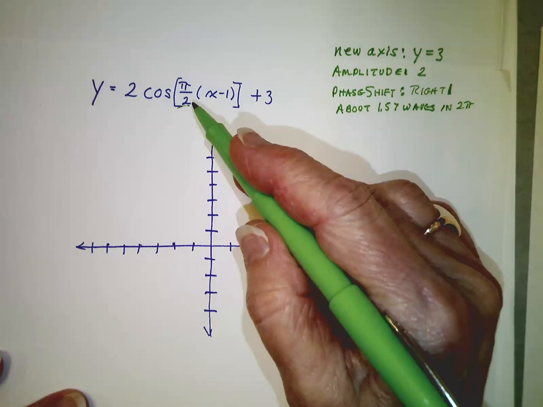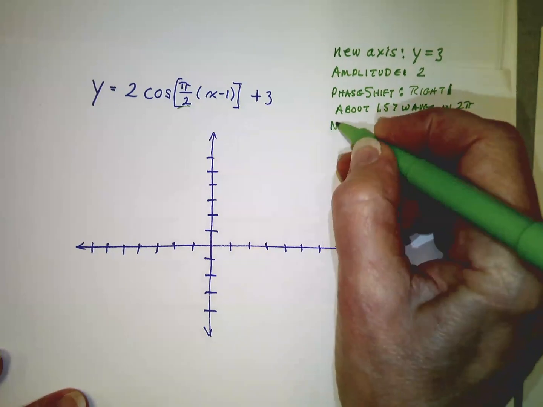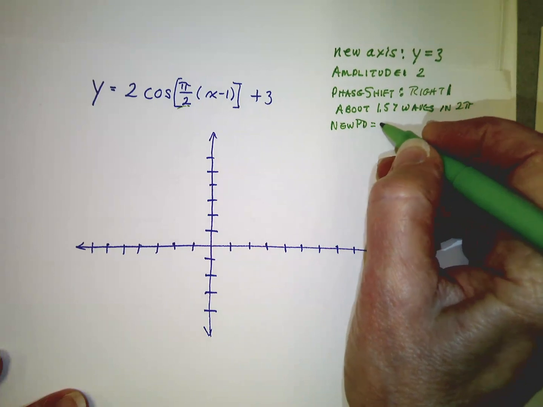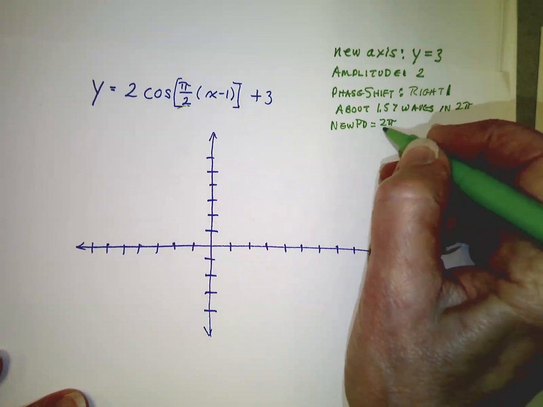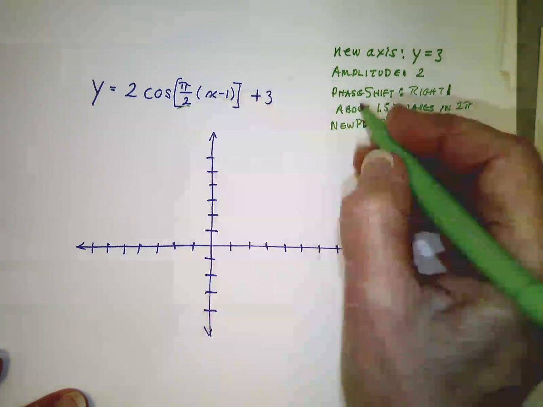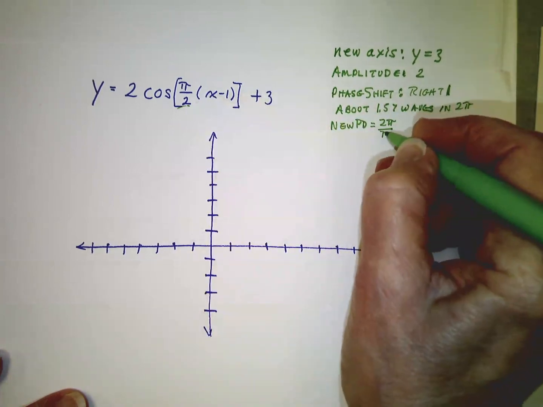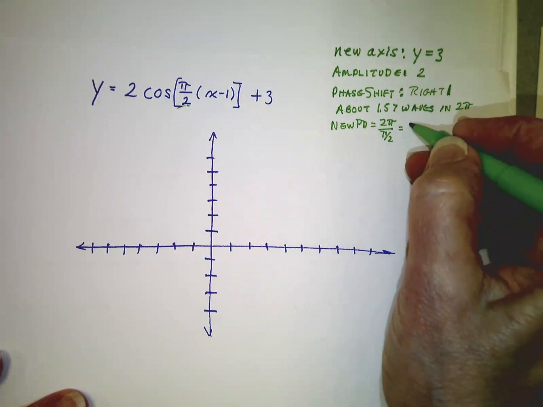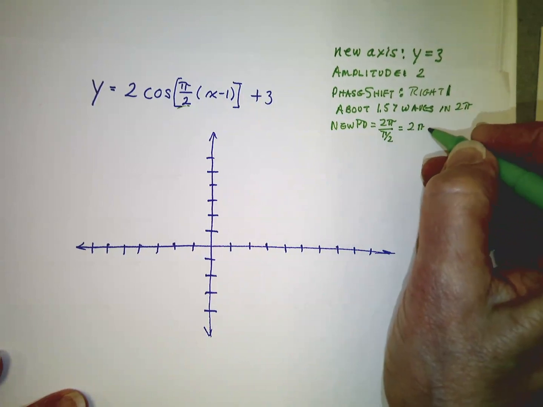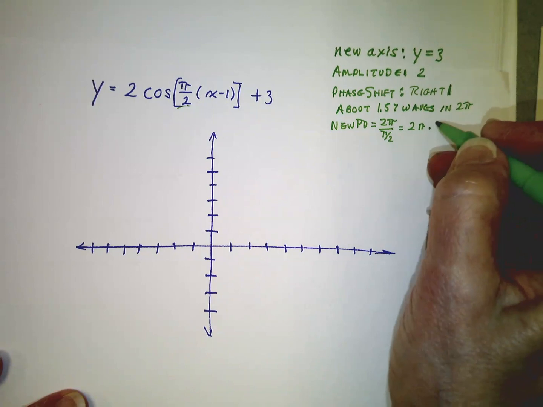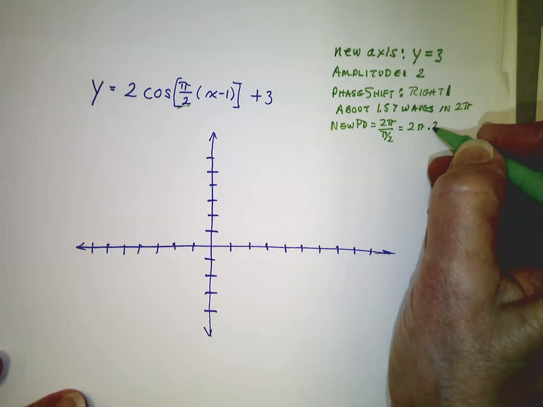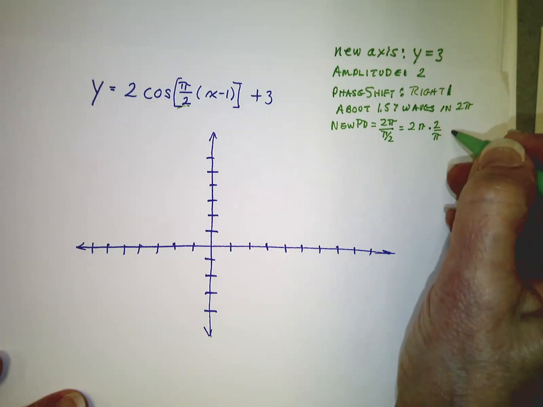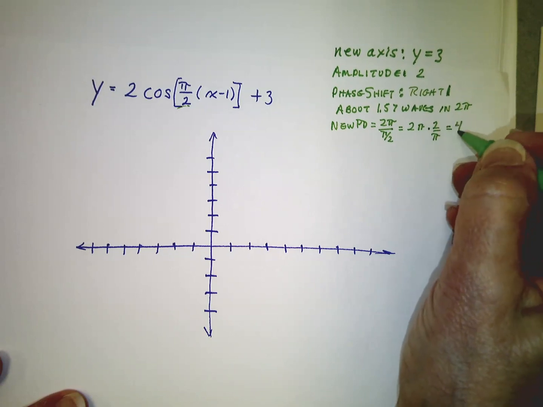And we're going to have to find the period, and the new period equals the original 2 pi divided by this b thing. But that's just multiplied by the reciprocal, so we have 2 pi multiplied by 2 over pi. And the pi's cancel out, and the period is just 4 units.